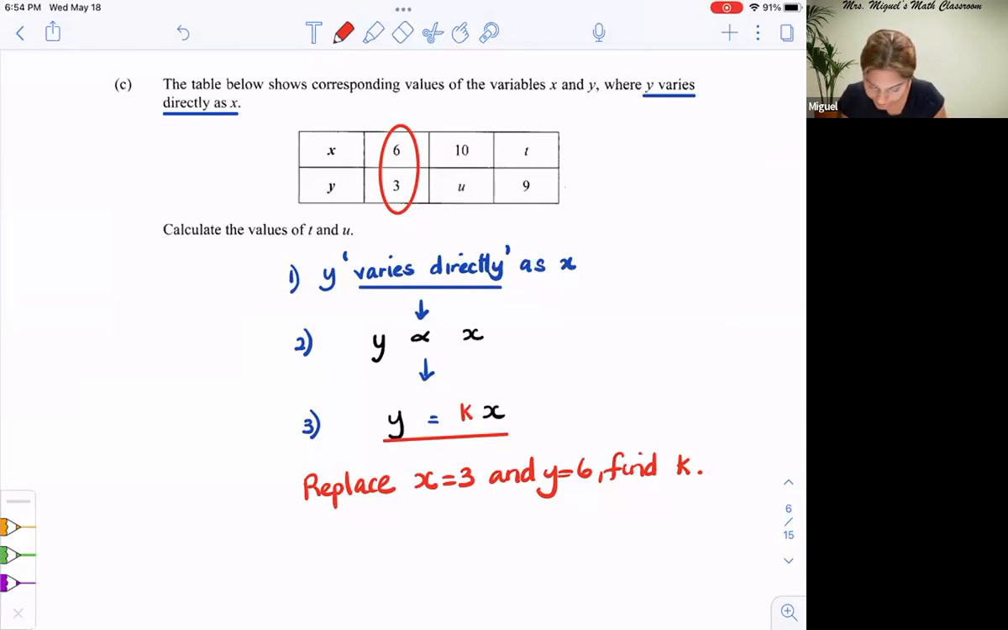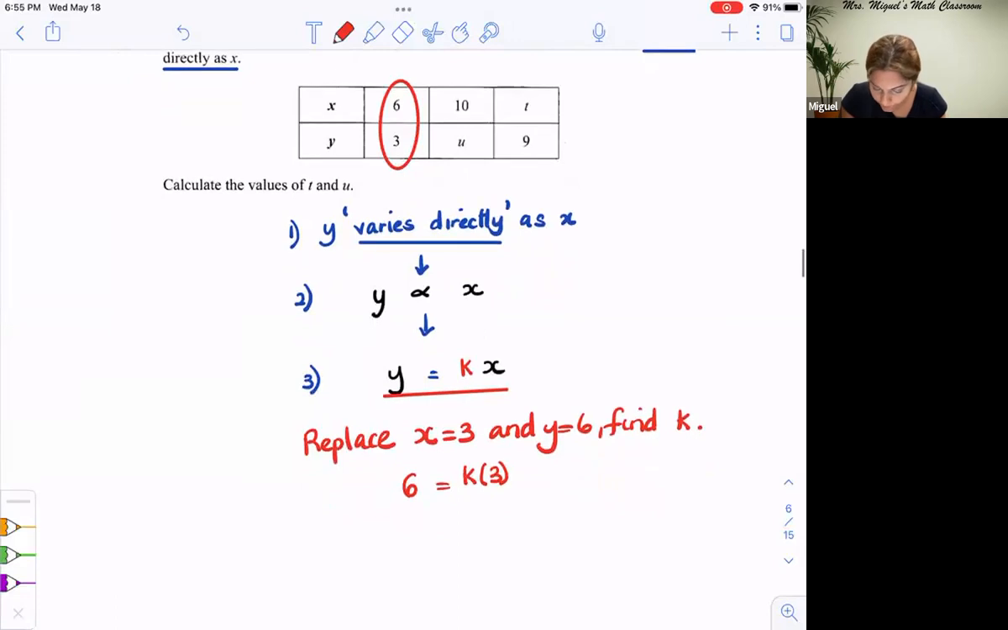All right. So we have 6 is equal to k multiplied by 3. So to find k, we divide both sides. So 6 divided by 3, so k is equal to a half. Did you all get that? Did you all get k equal to a half?